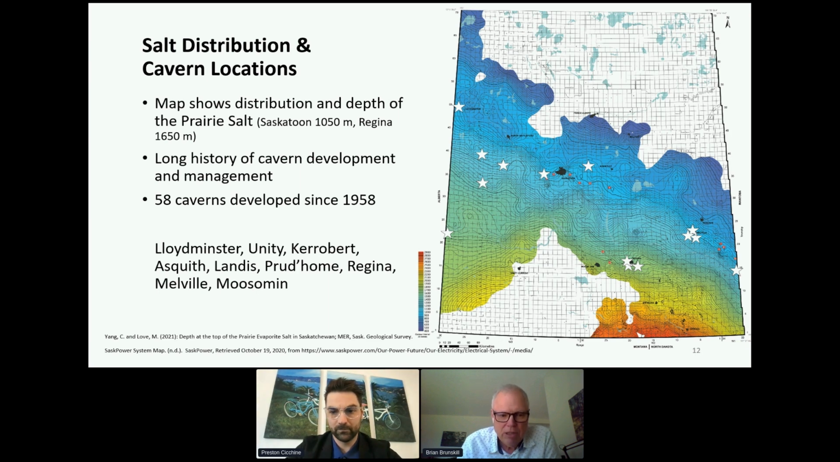The stars represent locations where we have developed caverns. Since 1958, there have been 58 caverns developed right across this band of salt, from Lloydminster on the west side to Moosomin on the east. There are several caverns at Regina, not far from Saskatoon. So we have this operational experience at developing caverns.